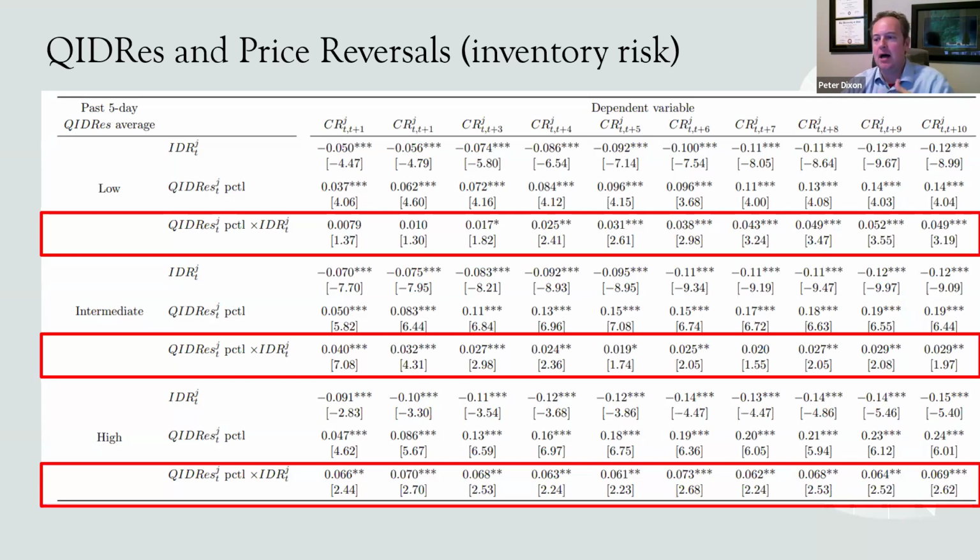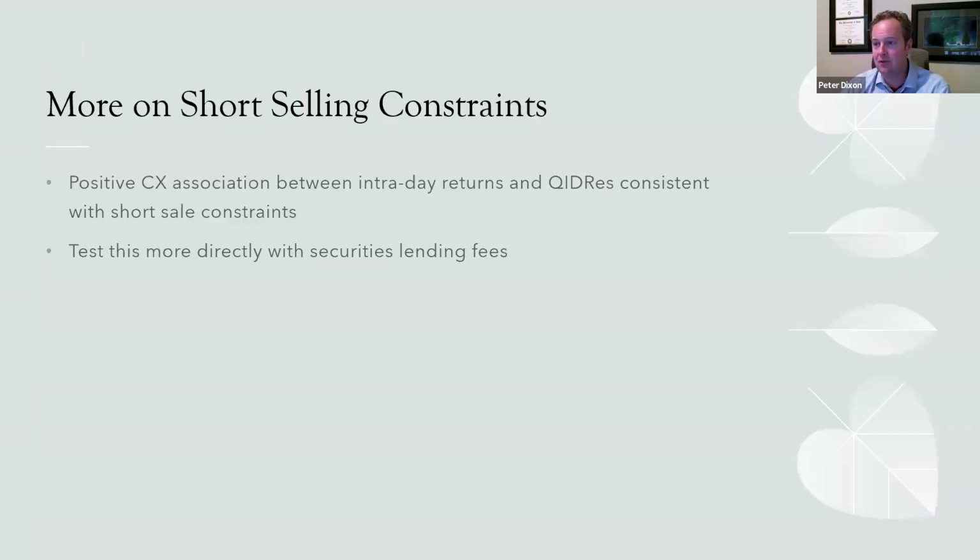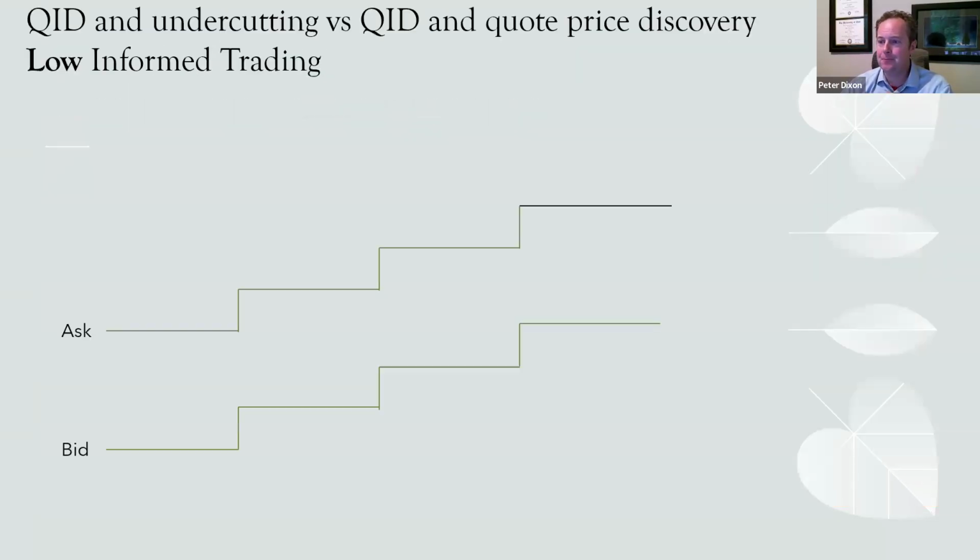And which is inconsistent with the inventory risk story. So the bottom line is we don't think inventory risk is driving our measure. Lastly, we're going to look at quote price discovery.